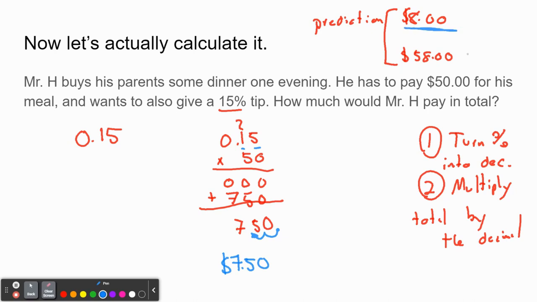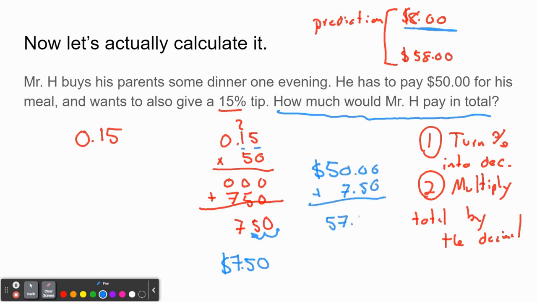If we compare that to our prediction, that's pretty darn close. Now, in this specific problem, we then have to add that to the 50 to see how much we'd pay in total. You won't always have to do that in every single problem you do, but in this case, we do. So we add these up, and in total, Mr. H, that's me, we had to pay $57.50. I sure hope my parents enjoyed that, because that's quite an expensive meal.